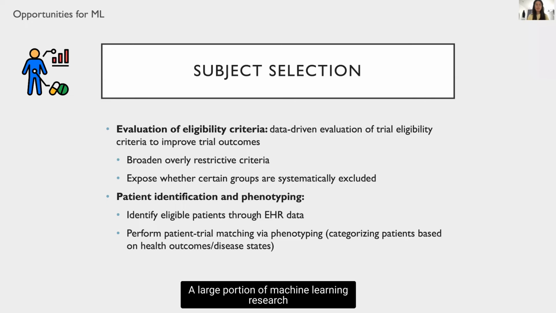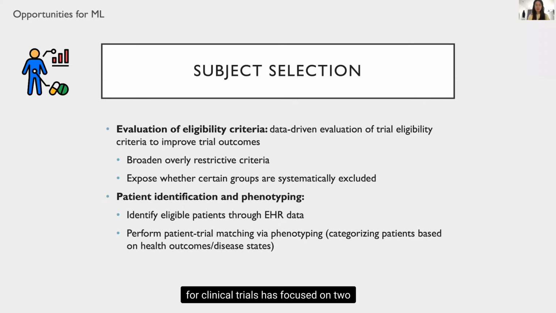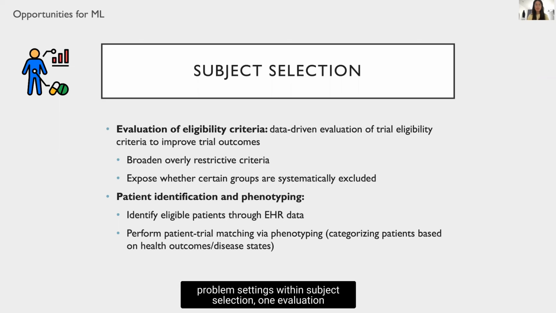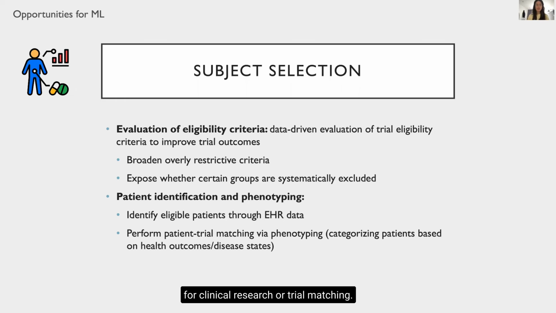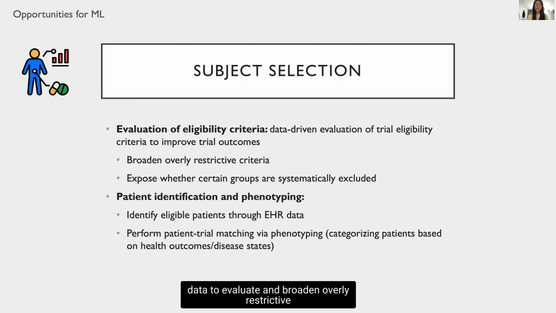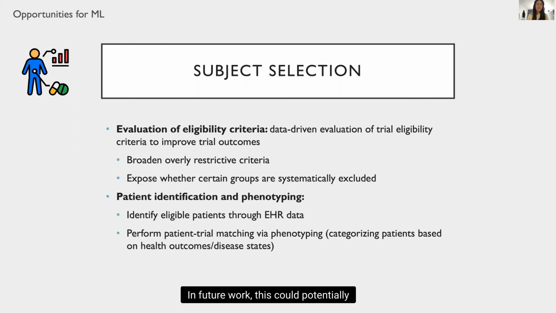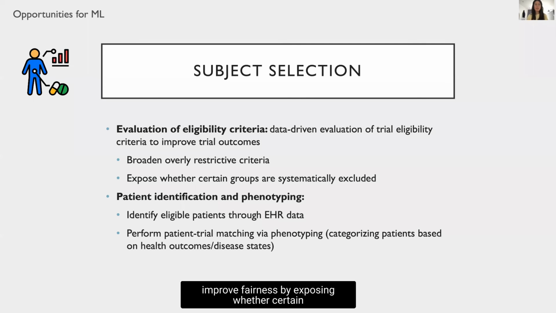A large portion of machine learning research for clinical trials has focused on two problem settings within subject selection. One, evaluation of eligibility criteria, and two, patient identification for clinical research or trial matching. Recent work has sought to use EHR data to evaluate and broaden overly restrictive trial criteria that would increase the suitable patient population without sacrificing trial efficacy.